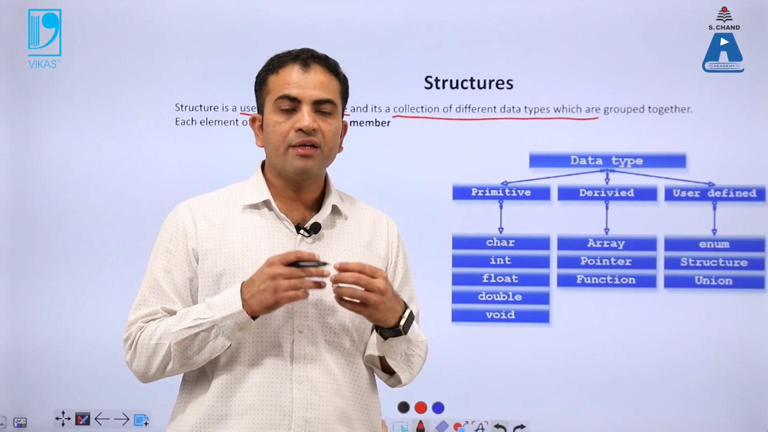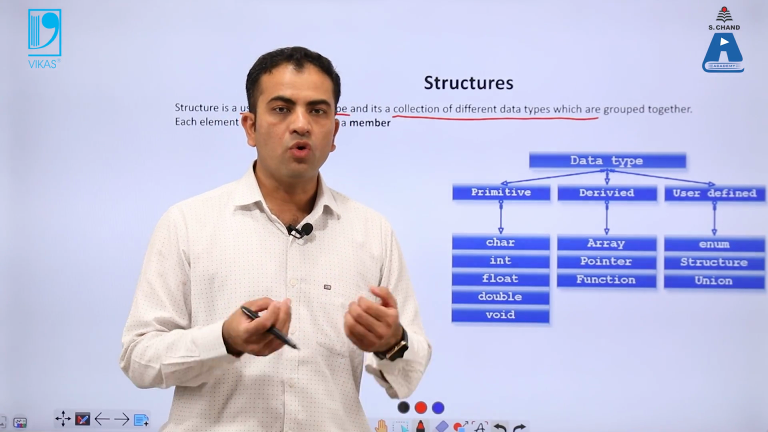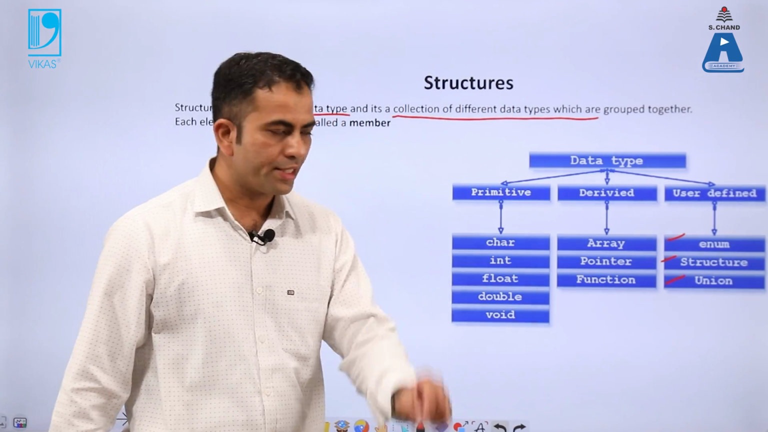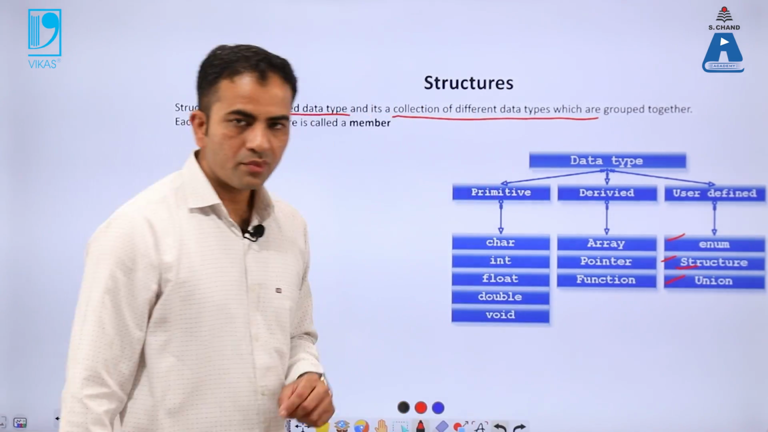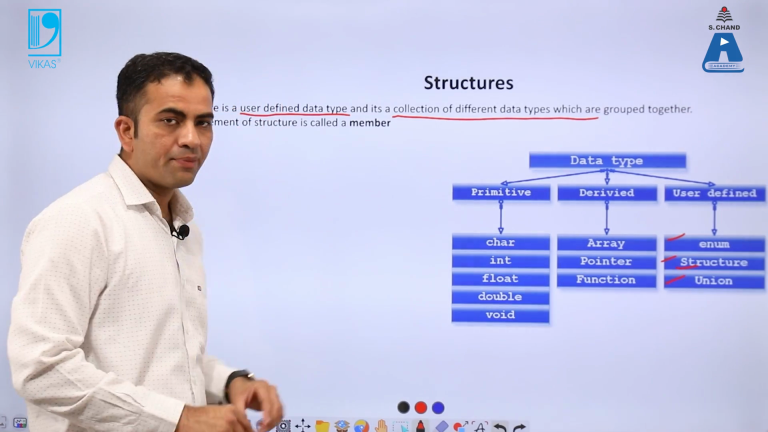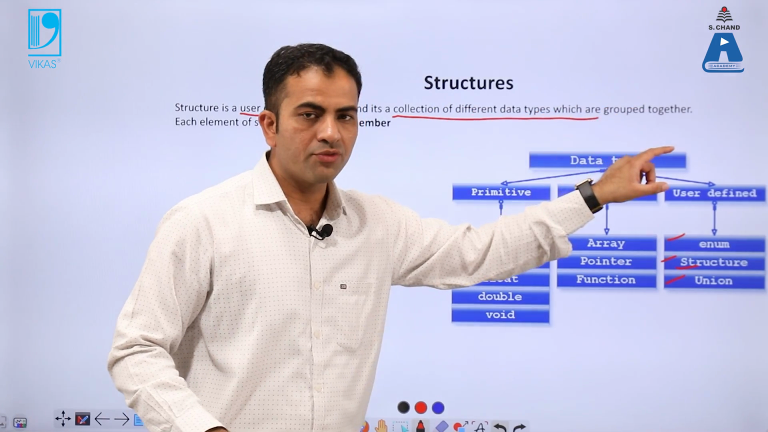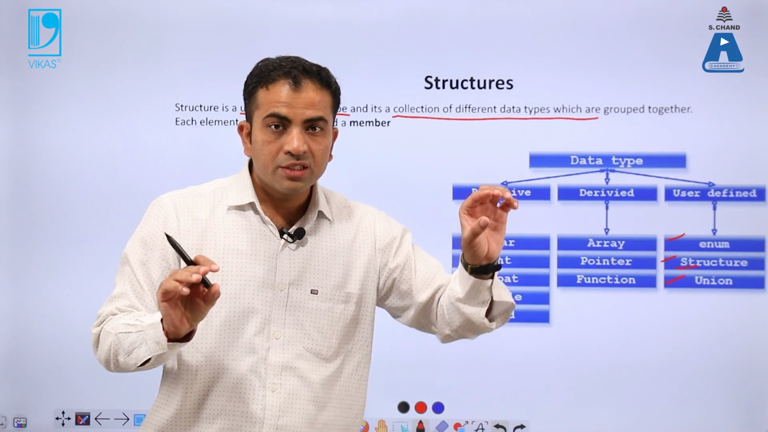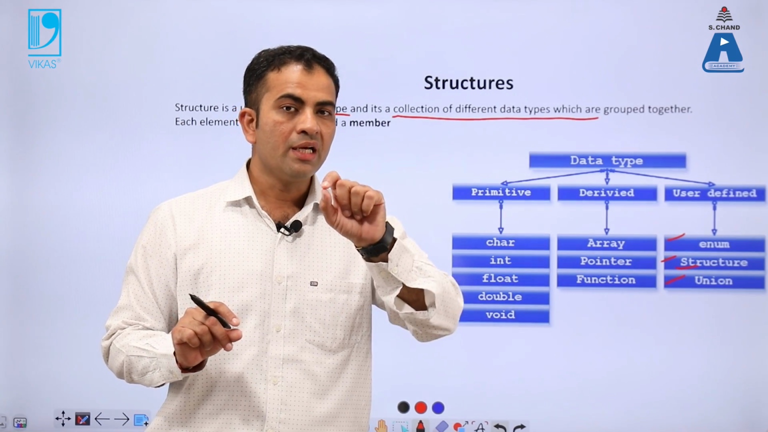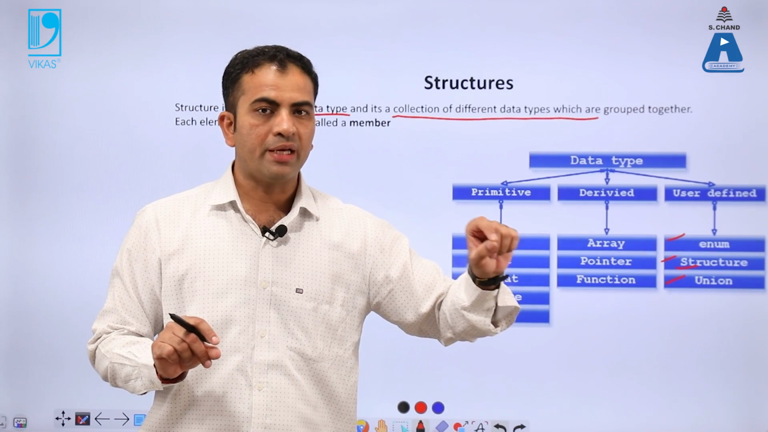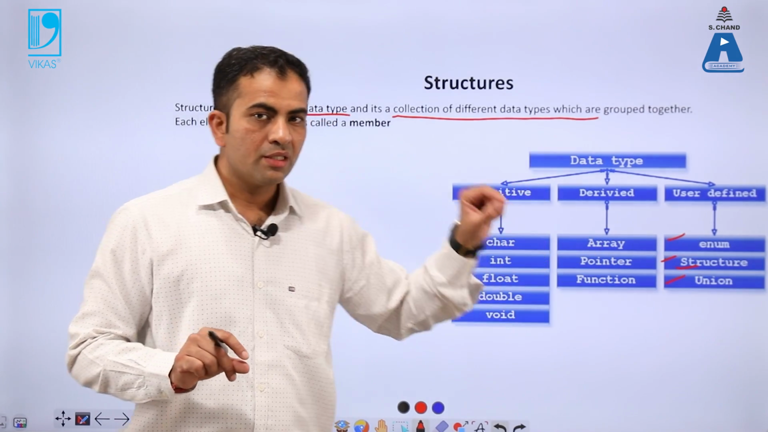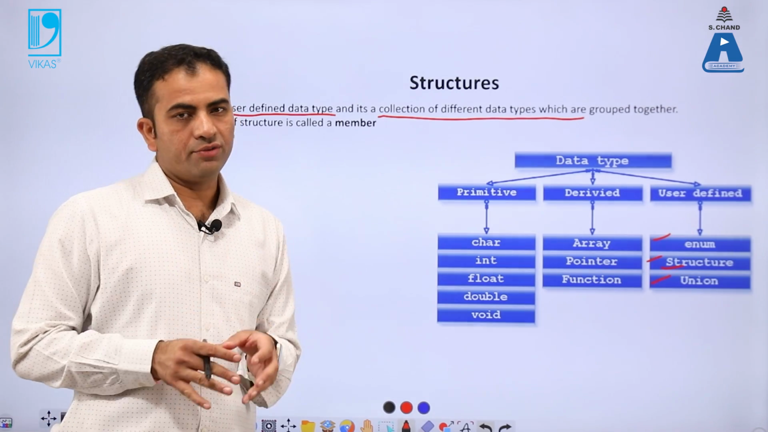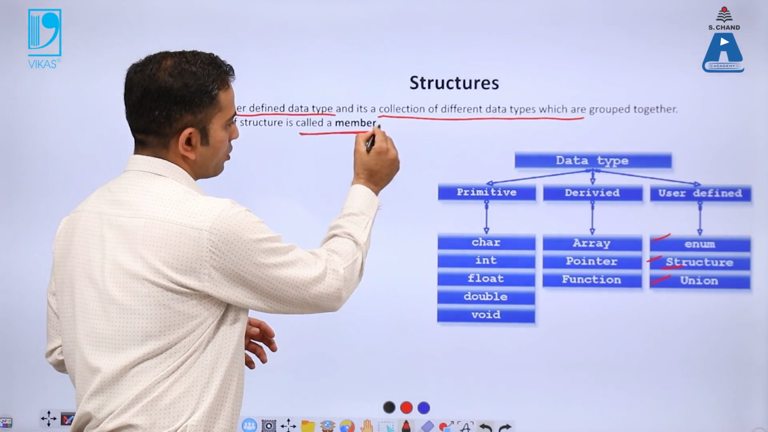Now, can we make our own data types? Yes, we can make our own data type with the help of structures, with the help of enumeration, with the help of union. Right now we are focusing on the structure part. So a structure is a user defined data type and it is a collection of different types of data types. See, what is an array? An array is a collection of elements of a similar data type. Arrays can be of int type, float type, or character type. But a structure is a collection of different types of data types. And the elements of the structure are called members. This is an important concept: members.